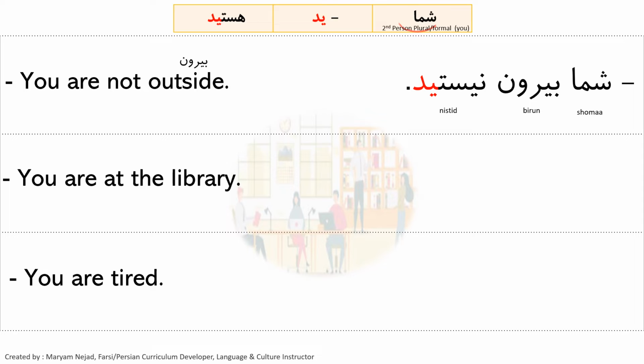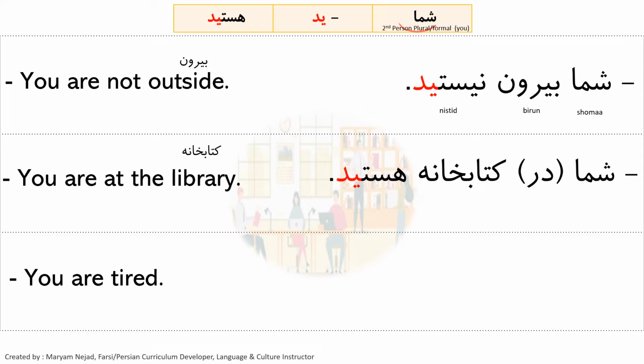You are at the library. Library is کتابخانه. The literal translation is house of book because kitab is book, khane is home or house. Right? So شما در کتابخانه هستید. And again here the preposition در does not need to be specifically mentioned. So we can also say شما کتابخانه هستید.